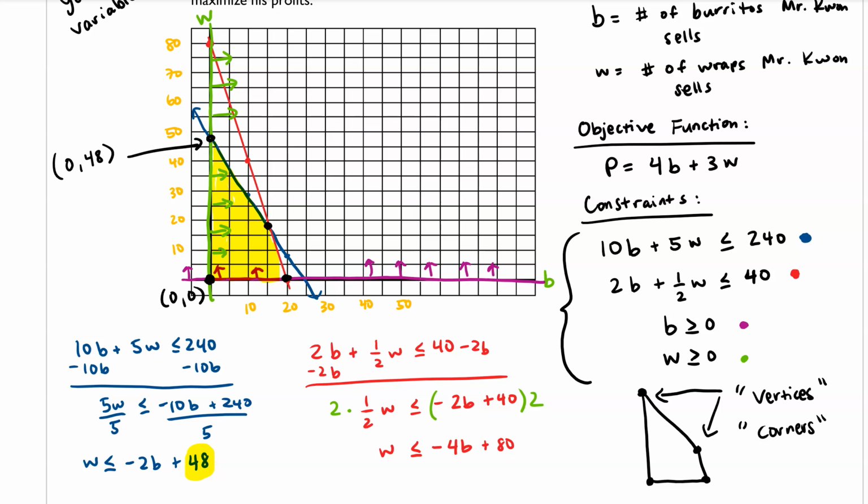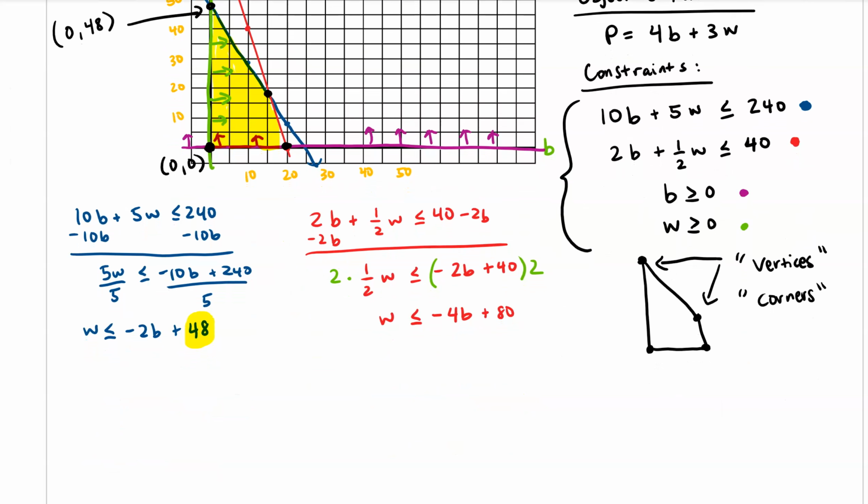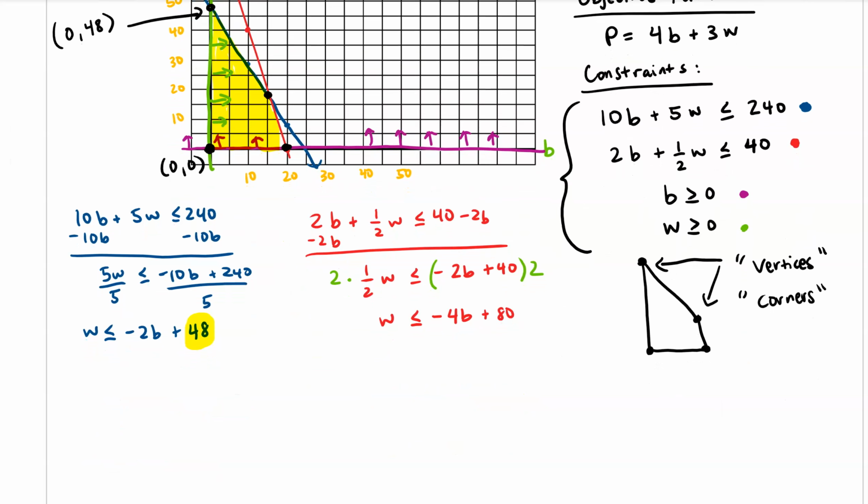So notice that the bottom right corner is where our red line crosses the horizontal axis. That is helpful because what we can do is we can set our W value equal to 0 in that equation, in the red inequality, to figure out the location of one of our corners. So let me just list out the vertices that we have so far. They are 0, comma 0, 0, comma 48, and our goal now is to try to figure out what the other two are.